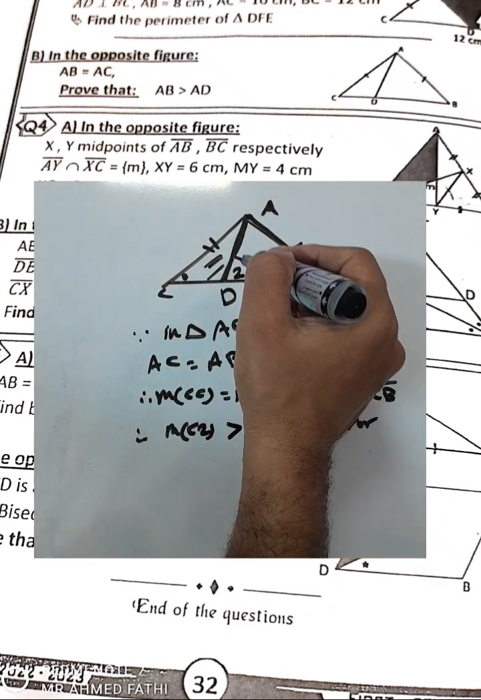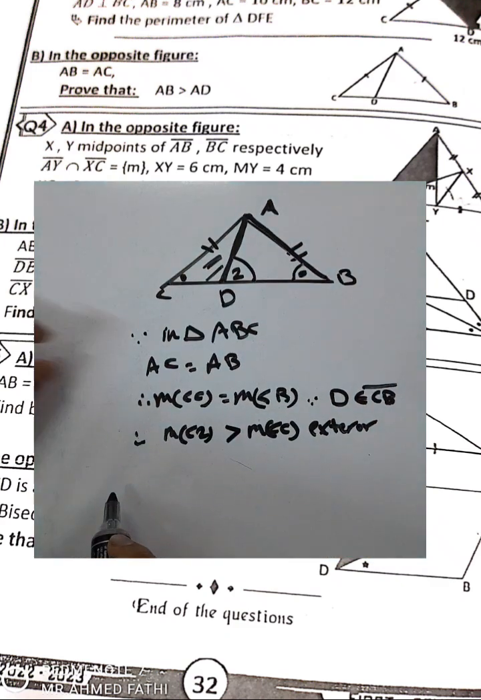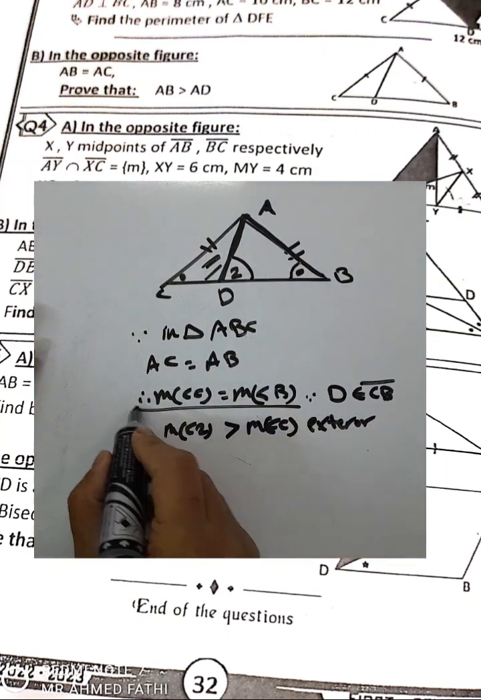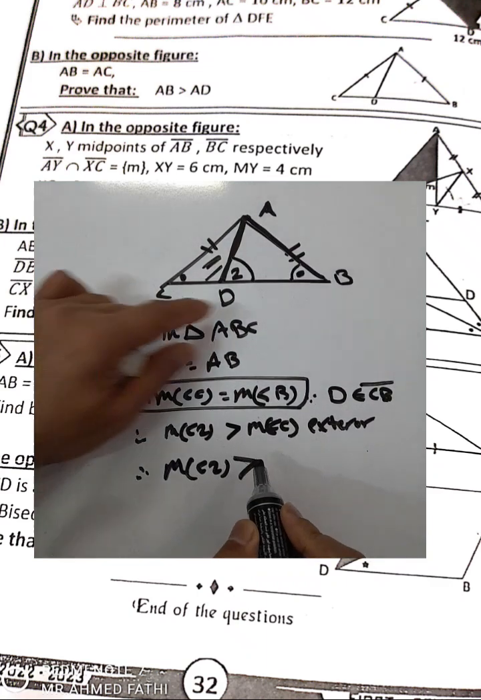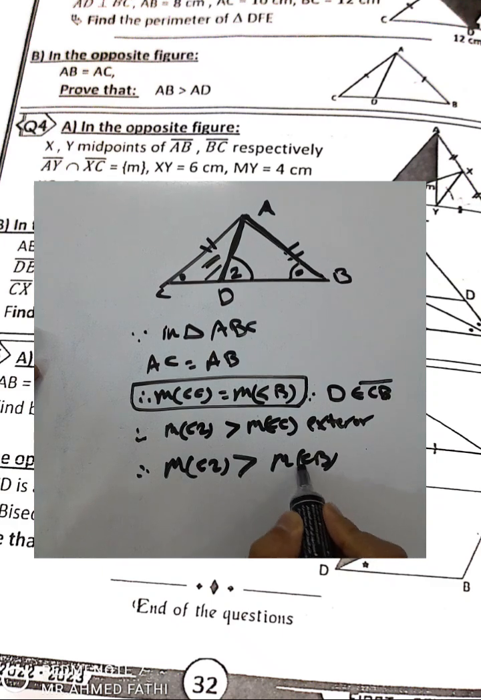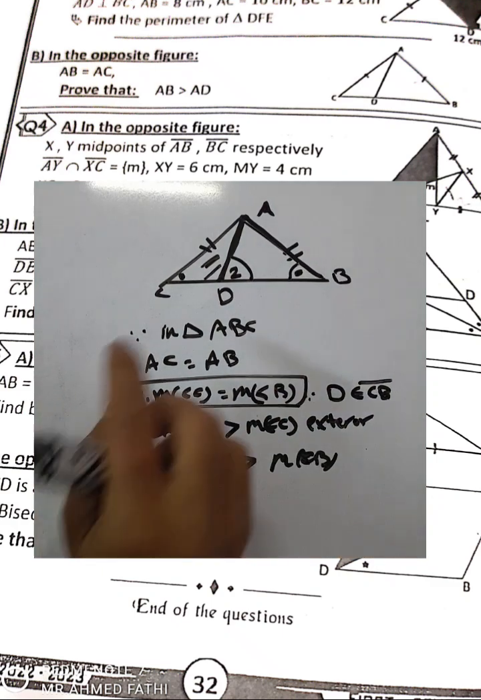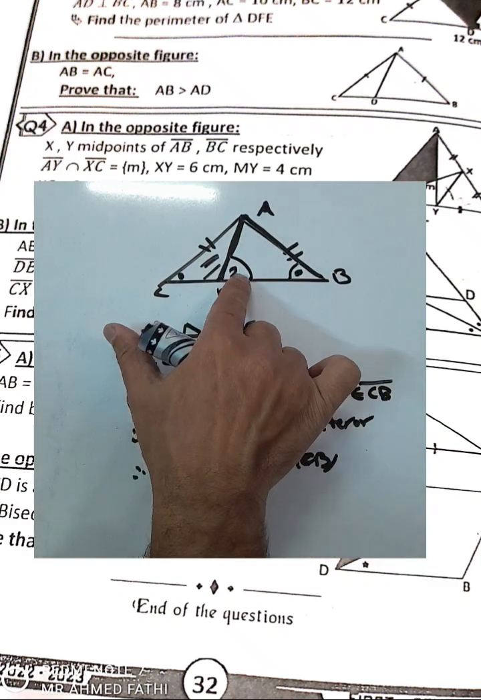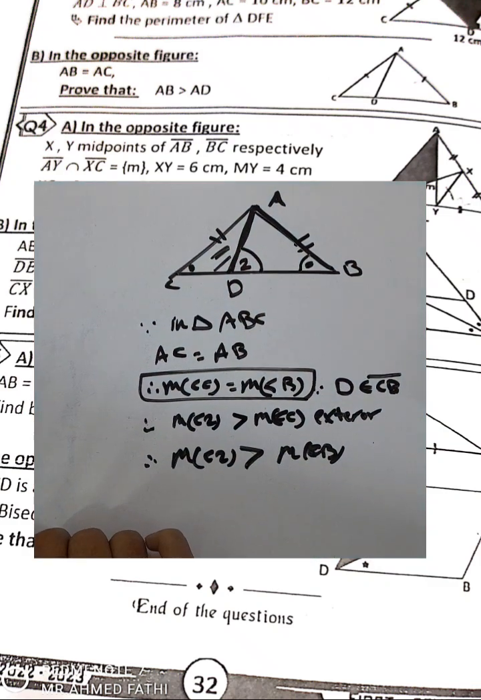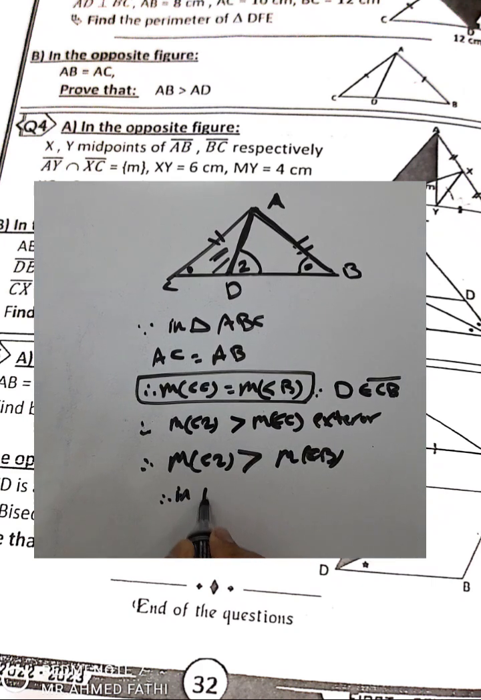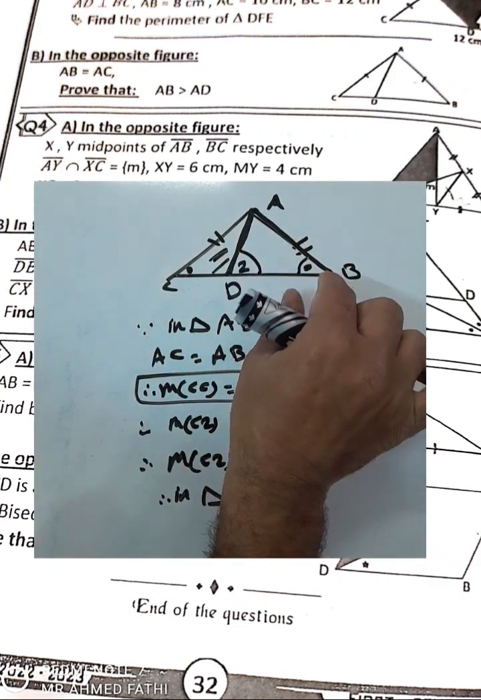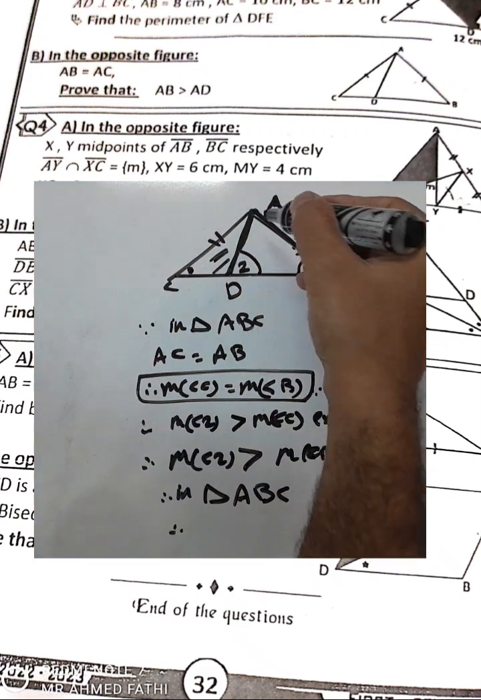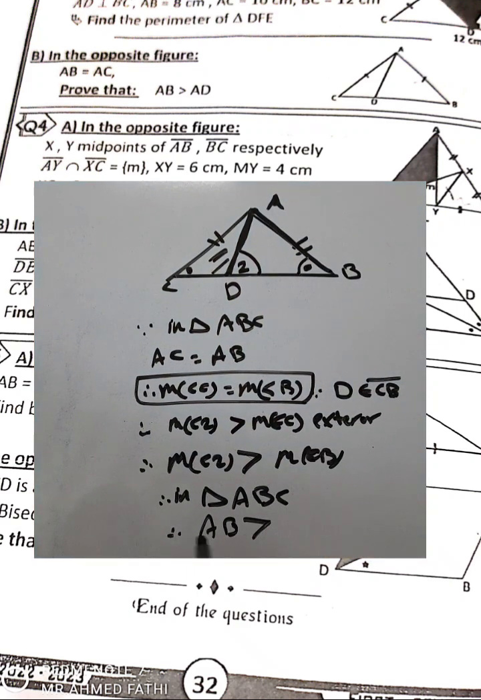about this triangle. Okay, the measure of angle 2 is greater than measure of angle C, and we have measure of angle C equal to measure of angle B, then measure of angle 2 will be greater than measure of angle B, because C and B are equal and 2 greater than C. Then in triangle ABD we have 2 greater than B, measure of angle 2 greater than measure of angle B. Then side AB will be greater than AD, because it's opposite.